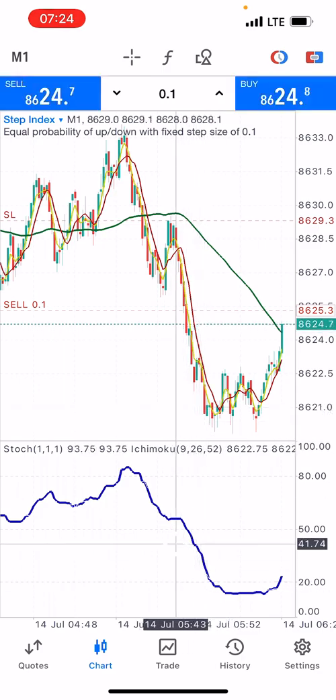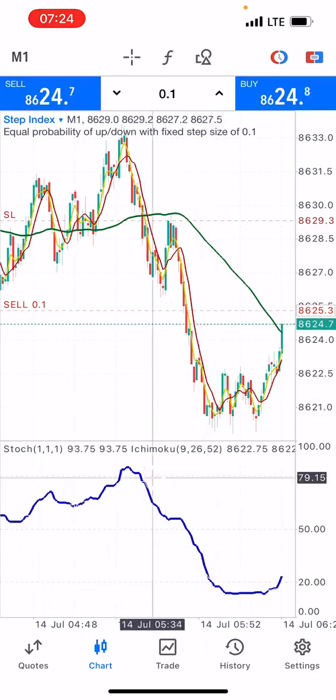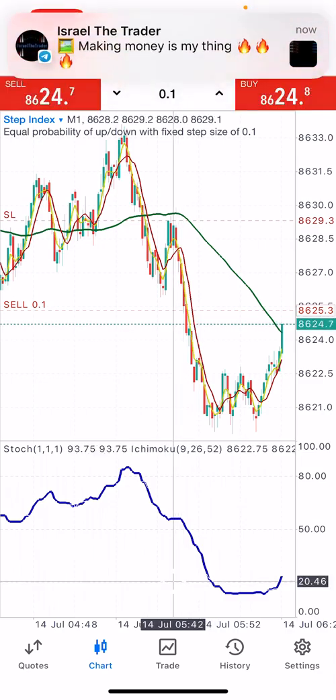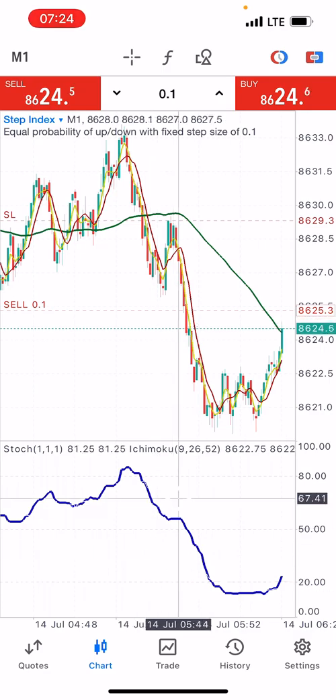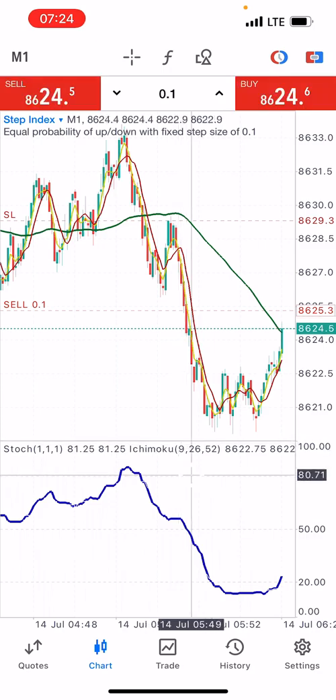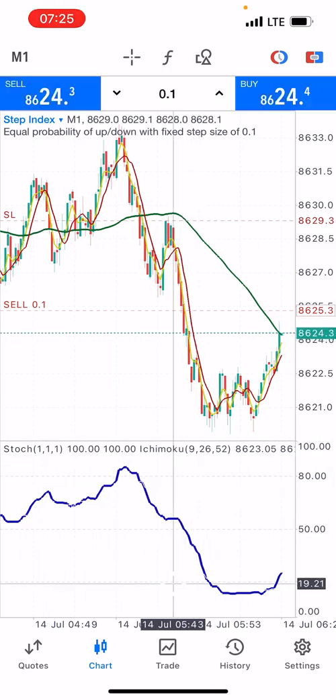So always exit the trade when the Ichimoku, this blue Ichimoku, reaches the oversold level, which is the 20 level. You get that? So always do that. Always exit the trade when the Ichimoku reaches the 20 level. So that's basically the rules of this strategy.